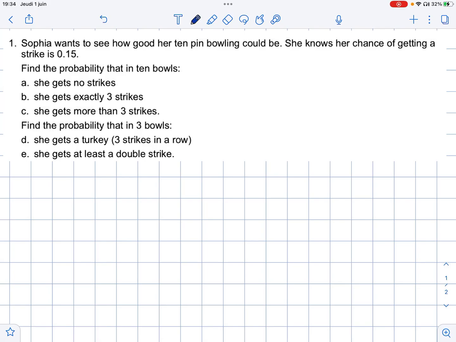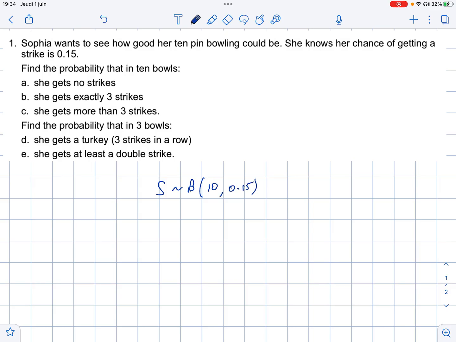This is either getting a strike or not getting a strike. So basically the chance of getting a strike is 0.15. There are two possible outcomes, so it's going to be a binomial distribution with 10 bowls. So we'll put the probability of a strike. We use variable S, distributed binomially, to make sure we've understood the question. We've got 10 bowls and the probability is 0.15.